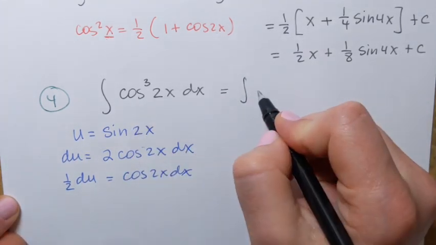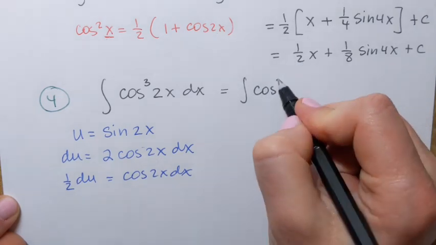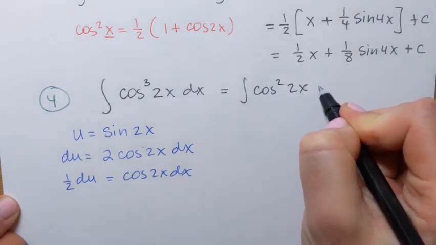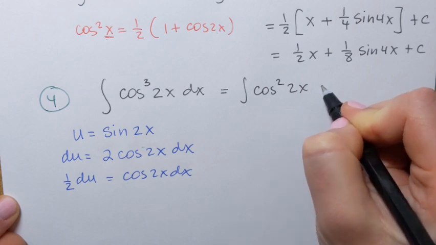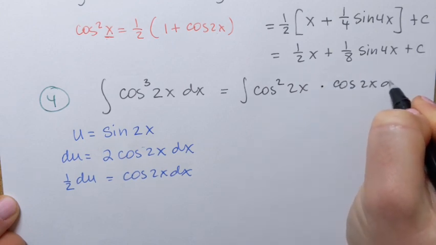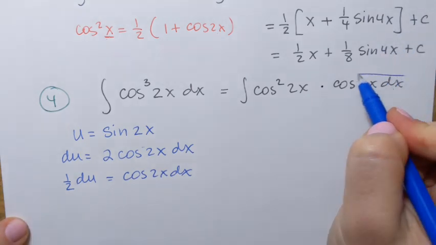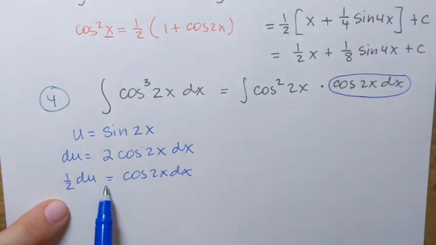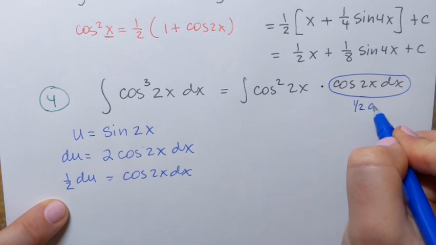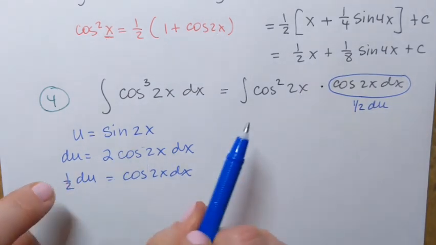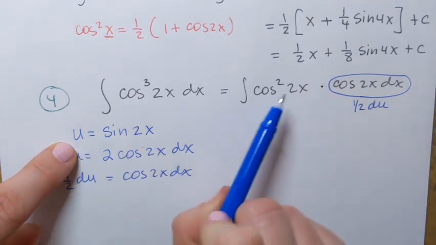So what happened is I separated cosine cubed of 2x into cosine squared of 2x times cosine of 2x dx. Now that part I know is 1/2 du, but then how do I introduce u itself?